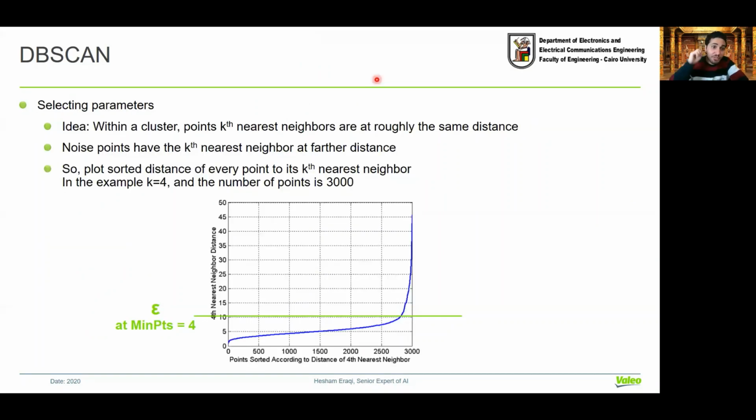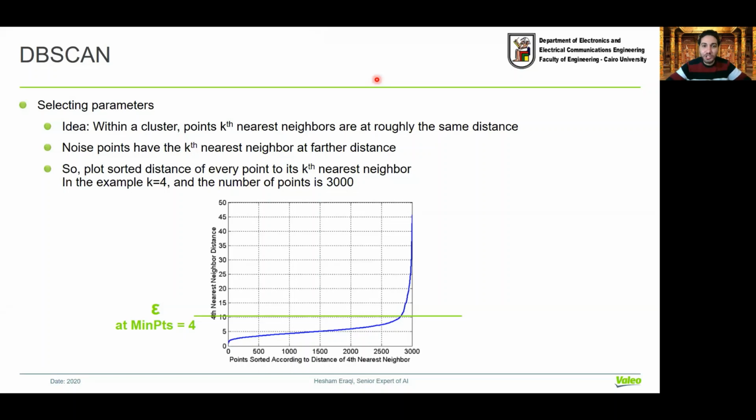This is a very nice method that allows you to estimate epsilon given some value set for minimum number of points. Okay, so to make the concept more clear, let's discuss some example. Imagine that all of us are points that belong to the same cluster. Okay, so each one of us is a point, and all of us are points that share the same true cluster.